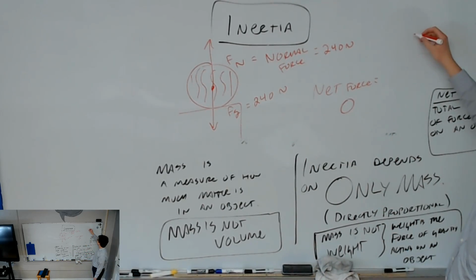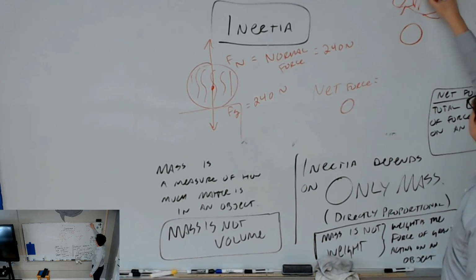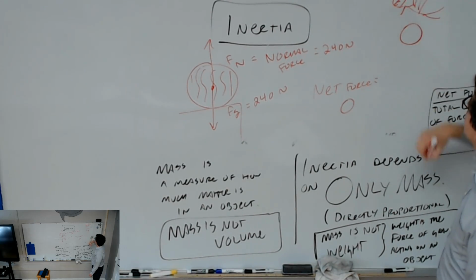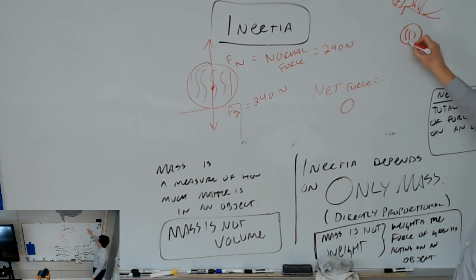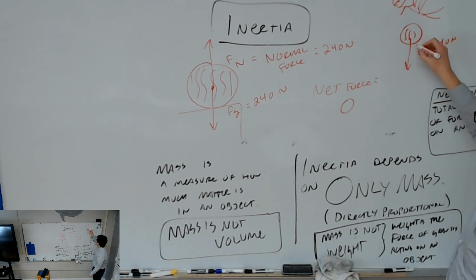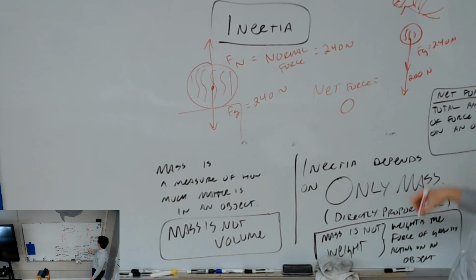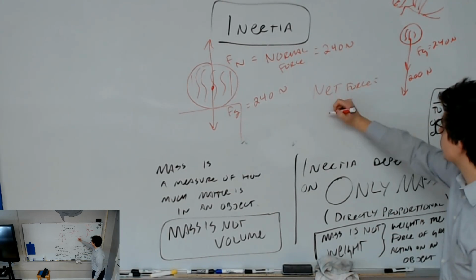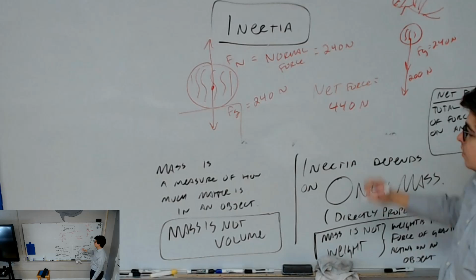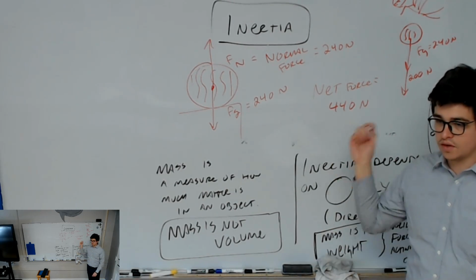What about in this case? What if I'm skydiving. Here's me skydiving. I catch up to this watermelon, and the force of gravity is still pulling it down 240 newtons. But I come up and rudely push it down with another 200 newtons. If I push it down, what's its net force now? 440. Now the net force is 440 newtons down, because the forces are in the same direction. So if they're opposite, we subtract them. If they're the same, we add them.